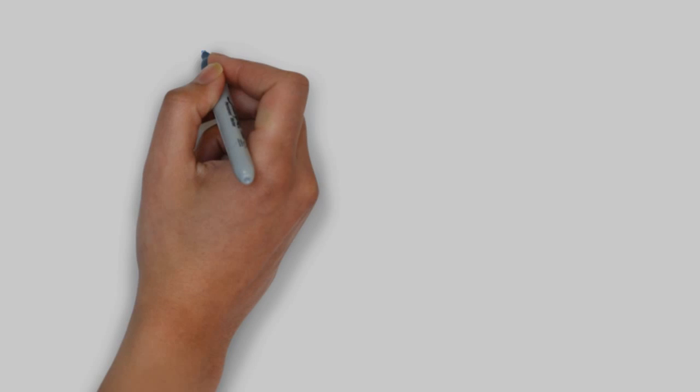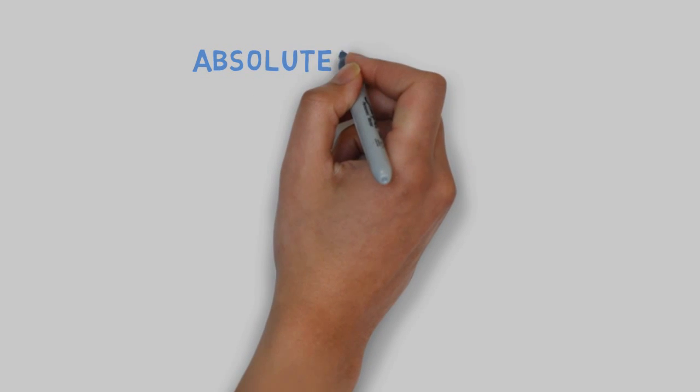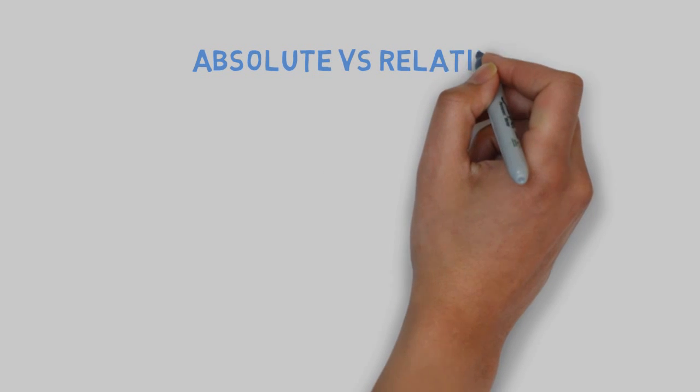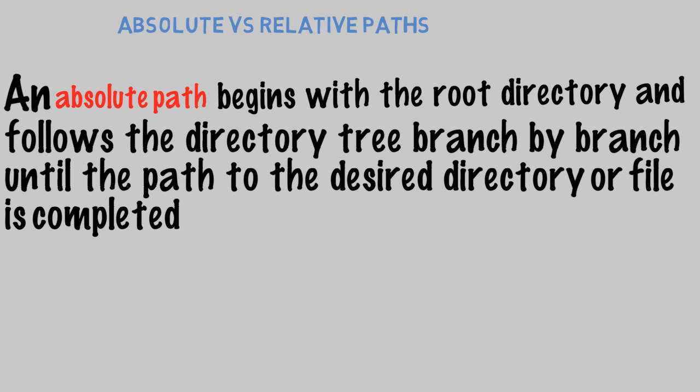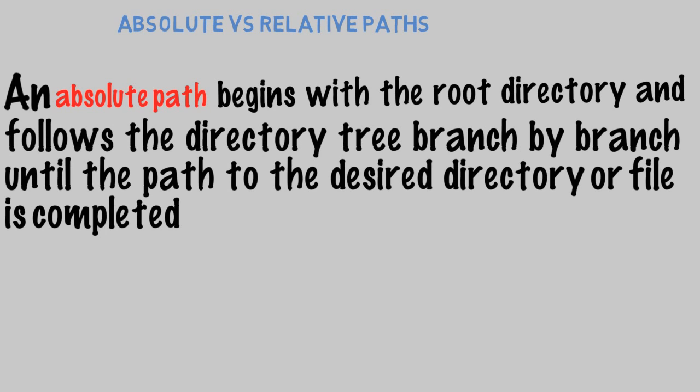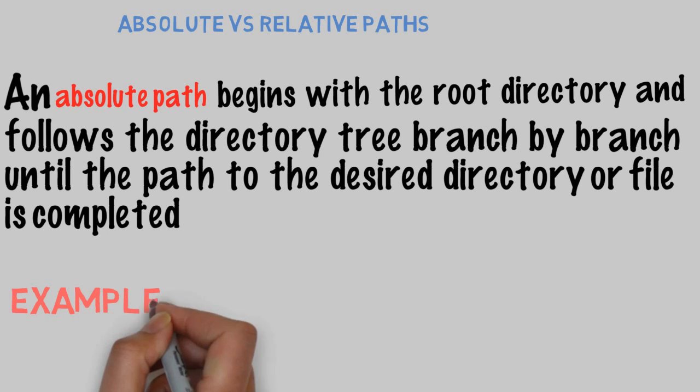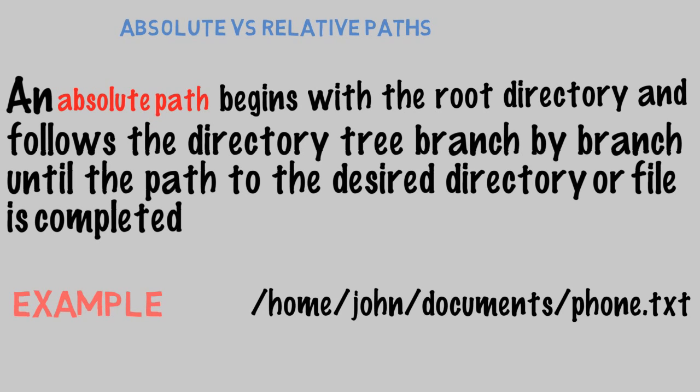There are two ways to access a file or a directory in Linux. You can use the absolute path name to access a file. An absolute path begins with the root directory and follows the directory tree branch by branch until the path to the desired directory or file is completed. For example, if you want to access phone.txt, you can use this absolute path name.